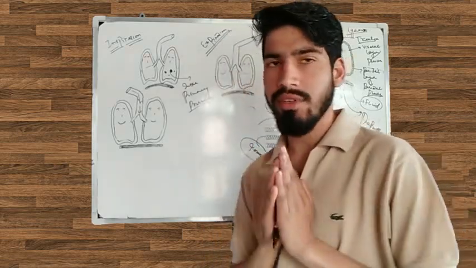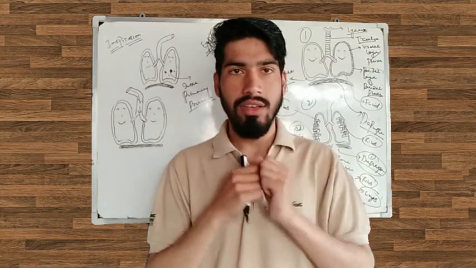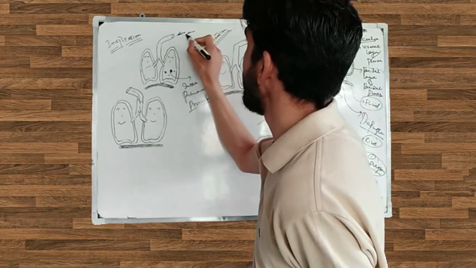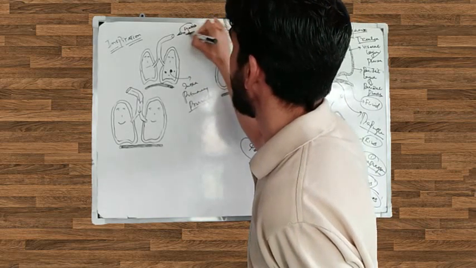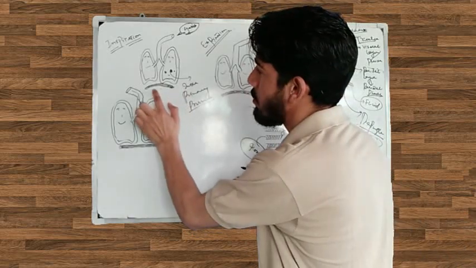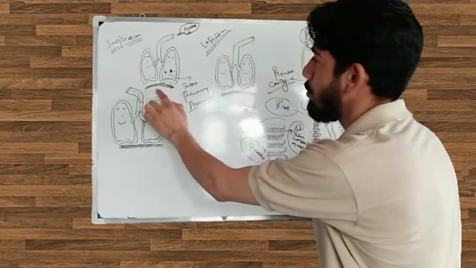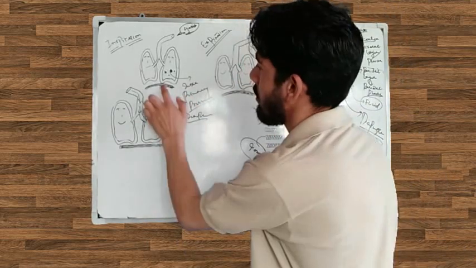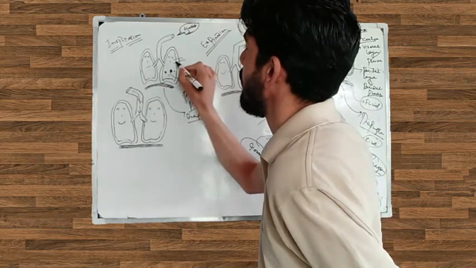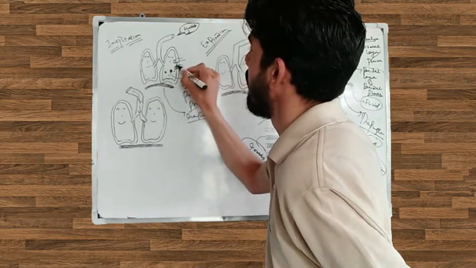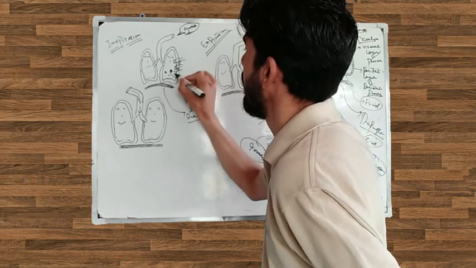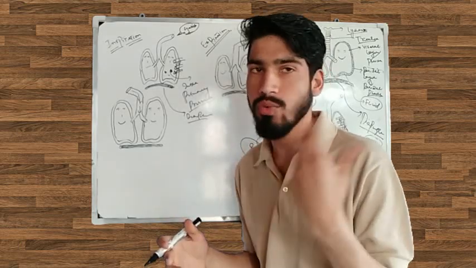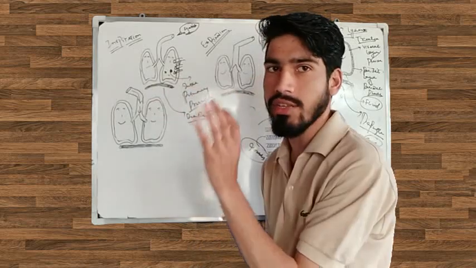Okay, what happens in inhalation? What happens when we take the oxygen inside the lungs? What happens when we take the air, all gases? Suppose these are the gases. When we take them, what happens? This dome-shaped muscle is called the diaphragm. And there are the ribs present. You only need to understand these two things.